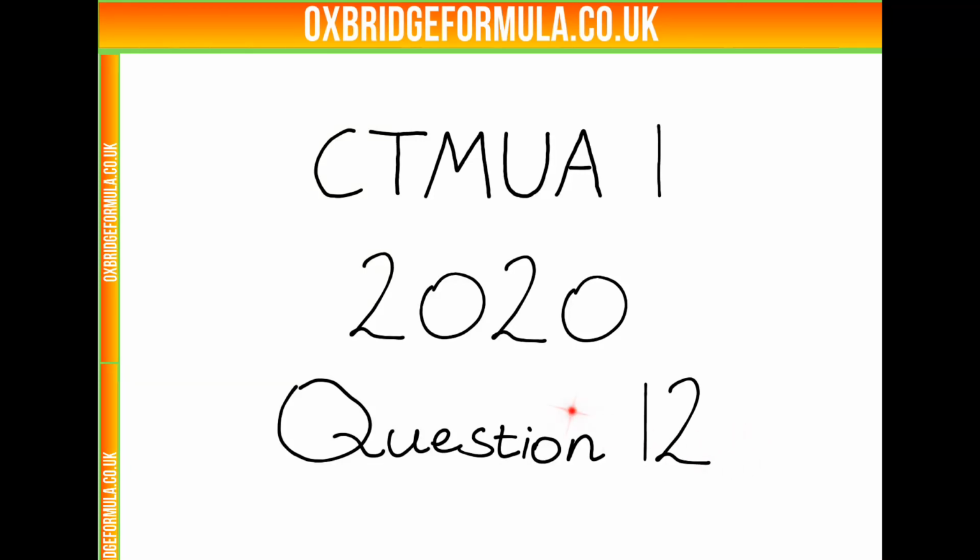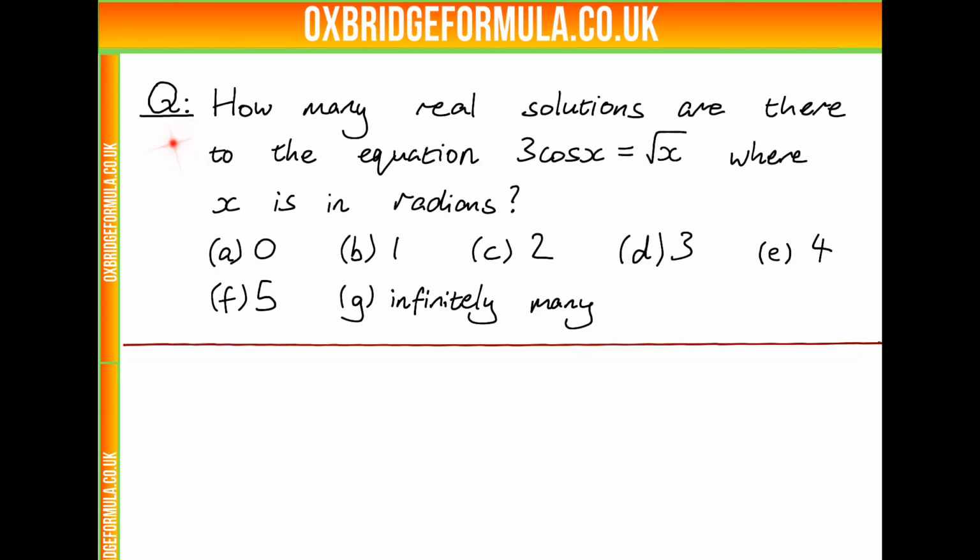Welcome to question 12 from the 2020 TMUA paper 1. The question asks us to find how many real solutions there are to the equation 3 cos x equals the square root of x, where we measure x in radians. And we are given the options 0, 1, 2, 3, 4, 5 or infinitely many.